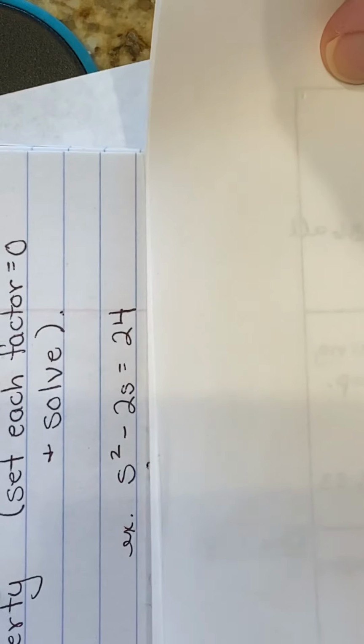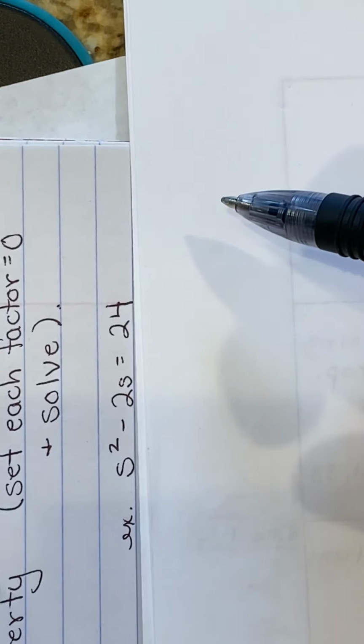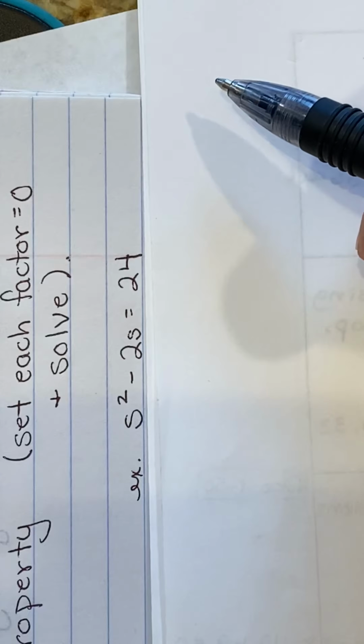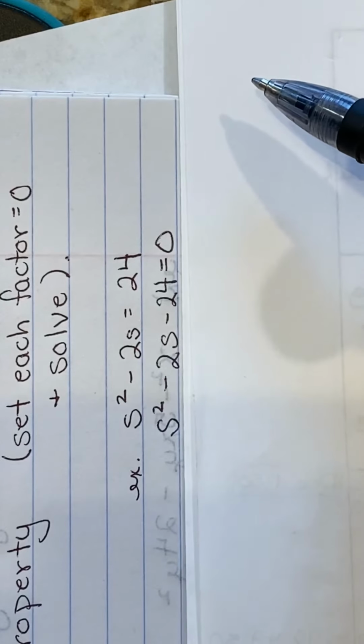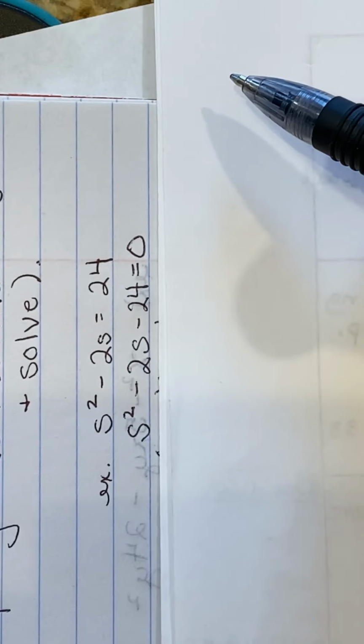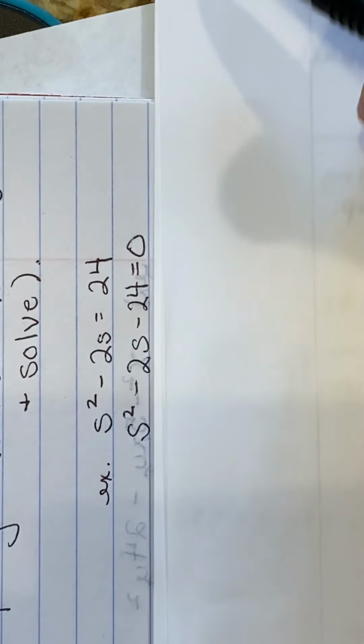Here we have the quadratic s squared minus 2s is equal to 24. The first step, set it equal to 0. The second step, factor. So again, we have opposite.